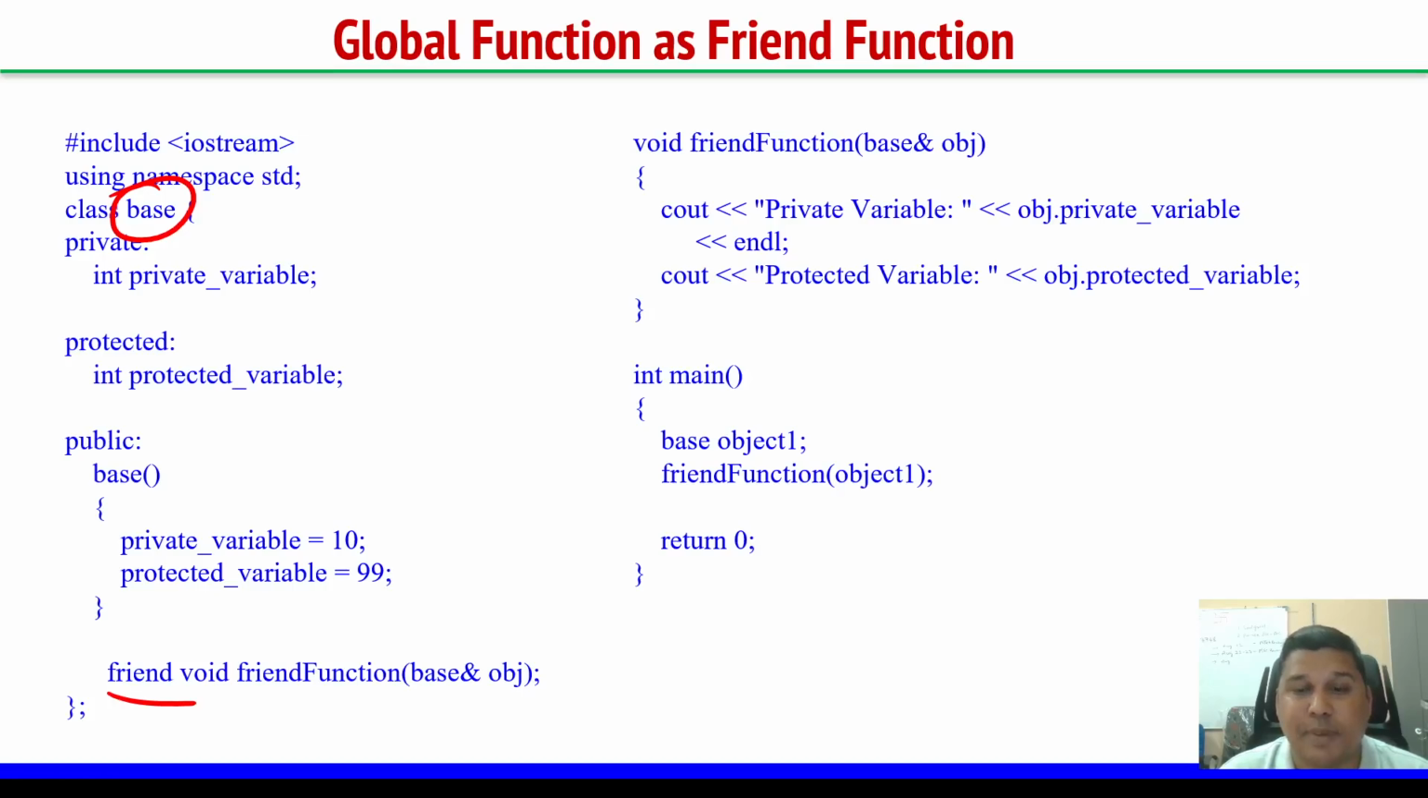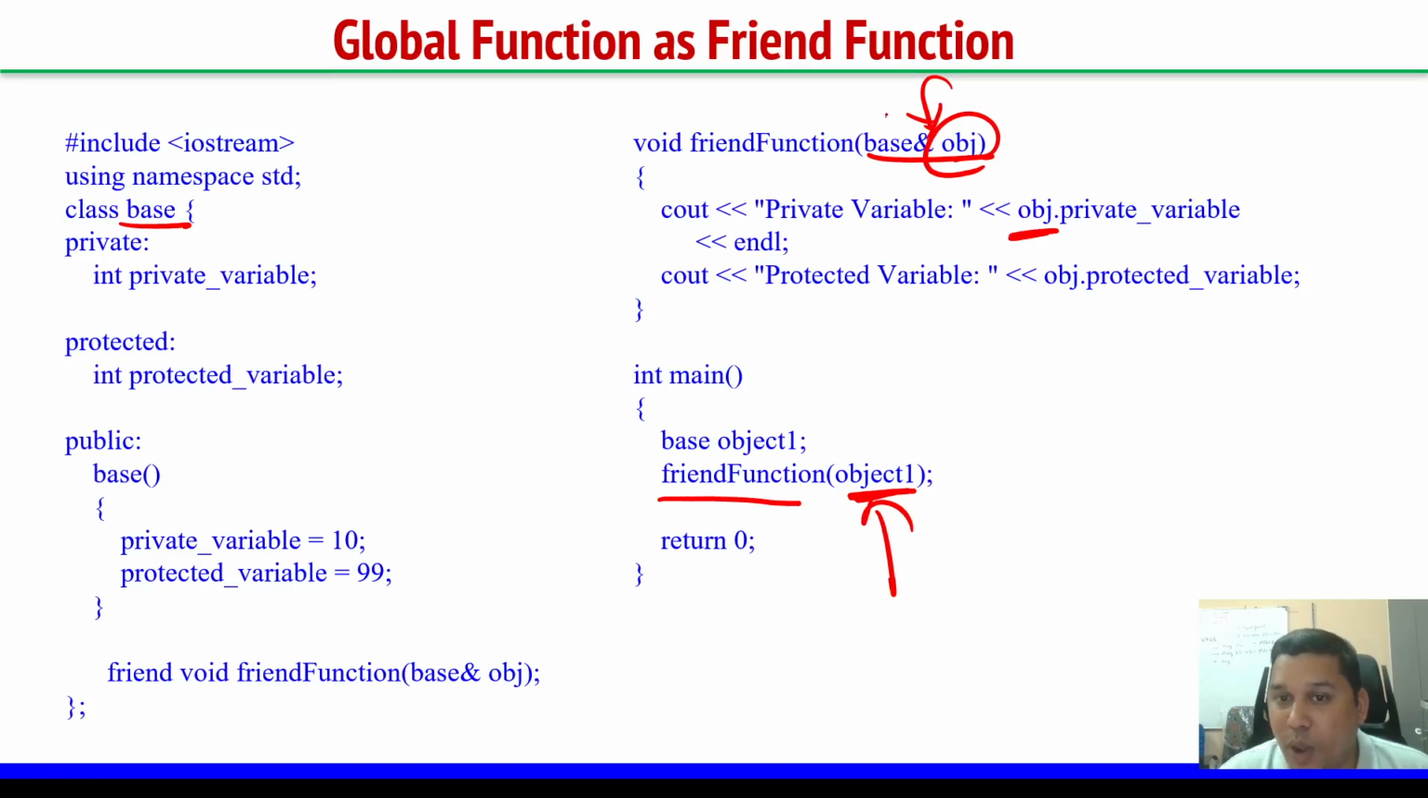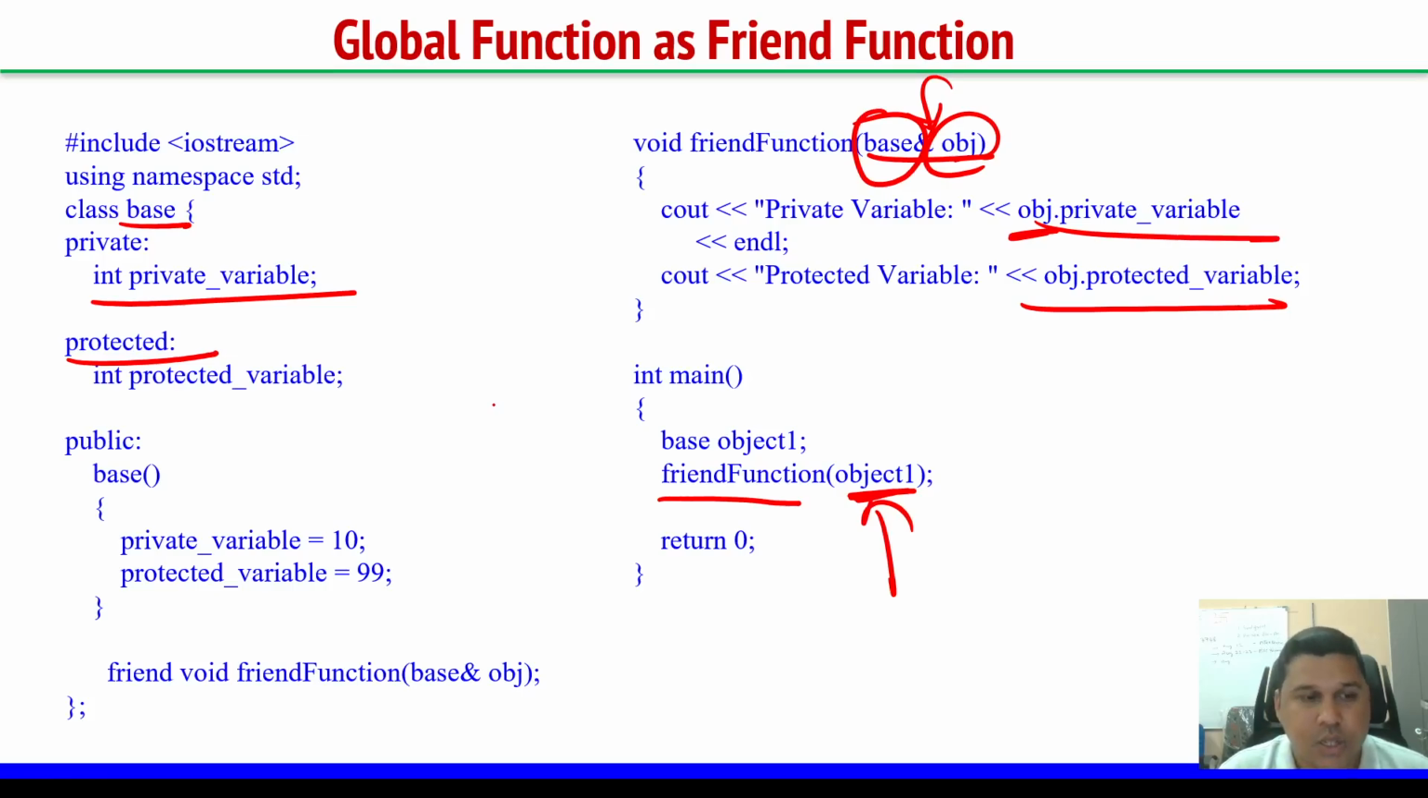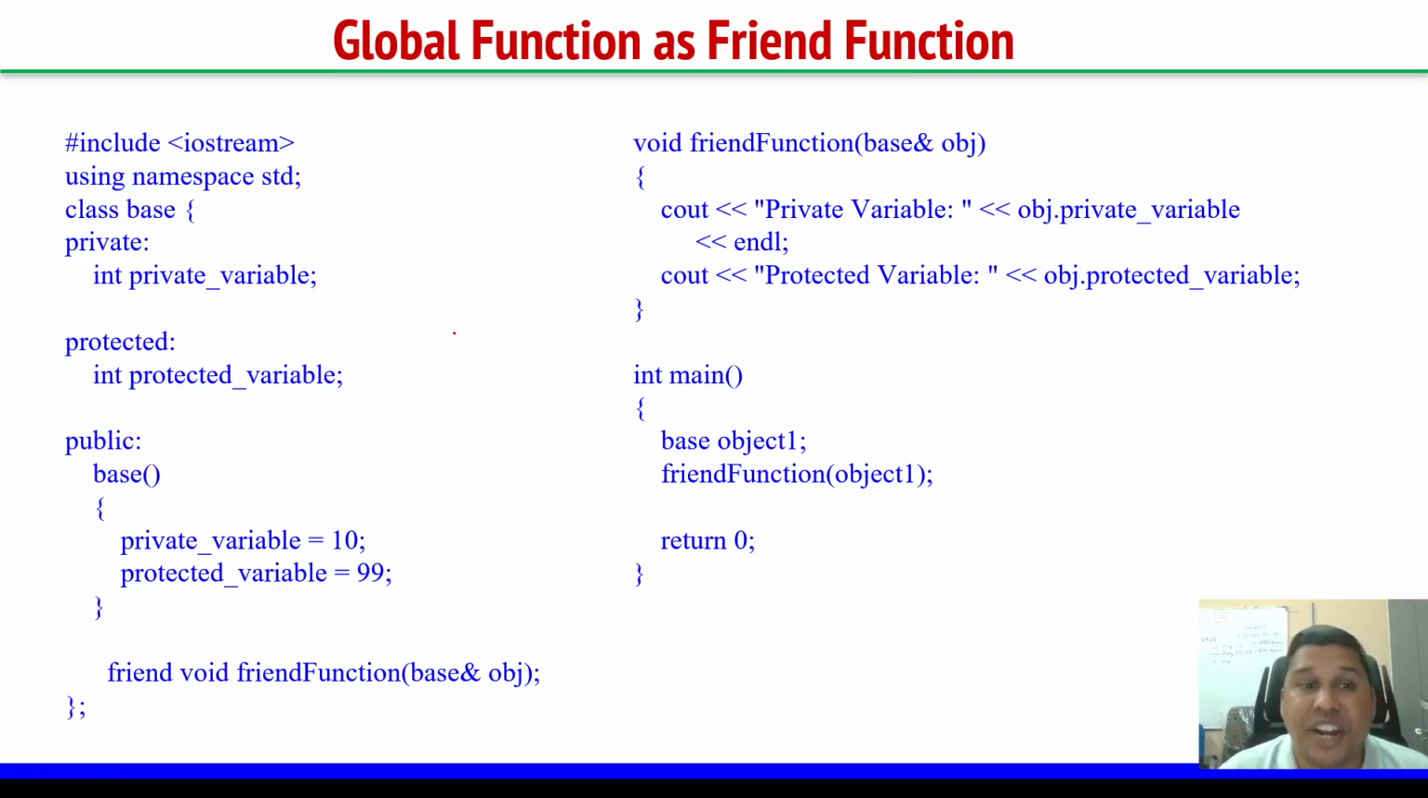Can we give a class as a parameter? No, we can give an object as a parameter. We are yet to study that. See, for this friend function, I am passing an object as the parameter. That is received here like this, base ampersand, because it's a base class variable, and I'm giving it some name, obj. Using this obj, I'm able to access the private members of the base class, and also the protected members. So this is about friend function.